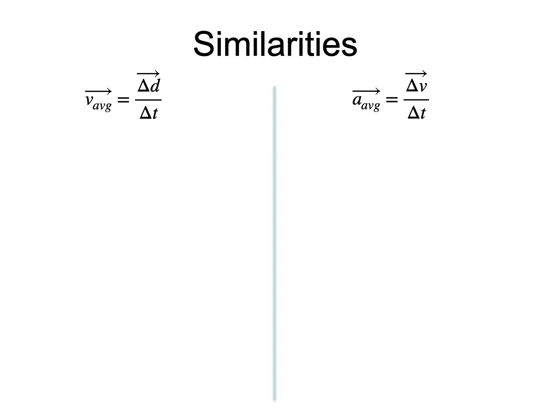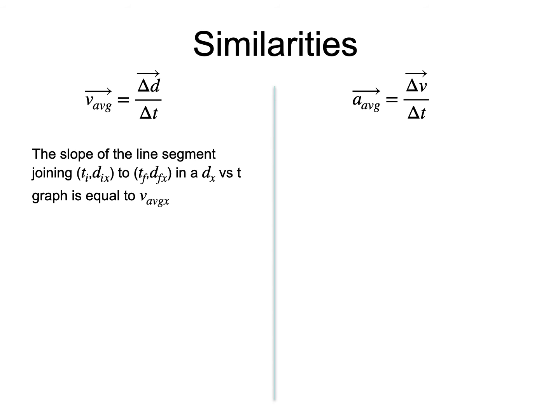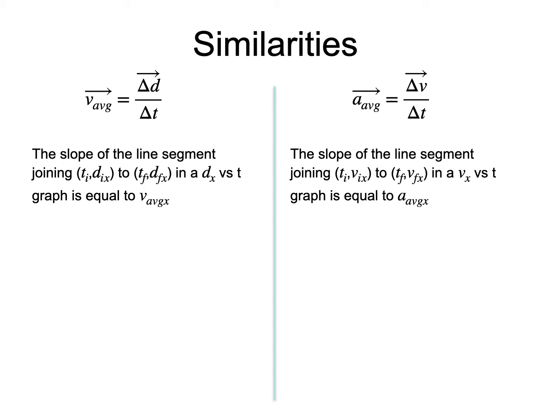This substitution can also be used in other statements. You may recall that when dealing with a component of position versus time graph, the slope of the line segment going from ti, di to tf, df is the x component of the average velocity. Well, similarly, when dealing with the vx versus time graph, the slope of the line segment joining the points ti, vi and tf, vf is the x component of the average acceleration.